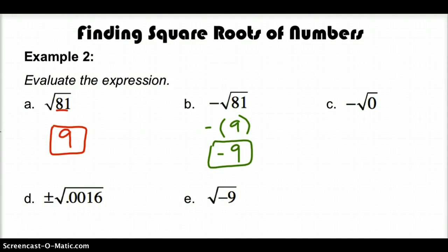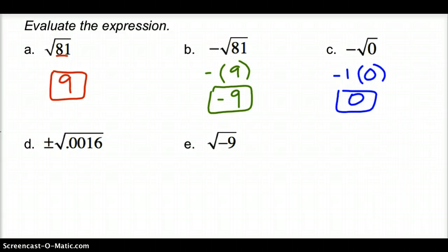In part C, they ask for the negative square root of 0. Again, we can multiply this by negative 1 multiplied by what number multiplied by itself gives you 0? Well, that's 0, and negative 1 times 0 is 0. Again, fairly straightforward. In the next example here, they ask for a positive and a negative square root.